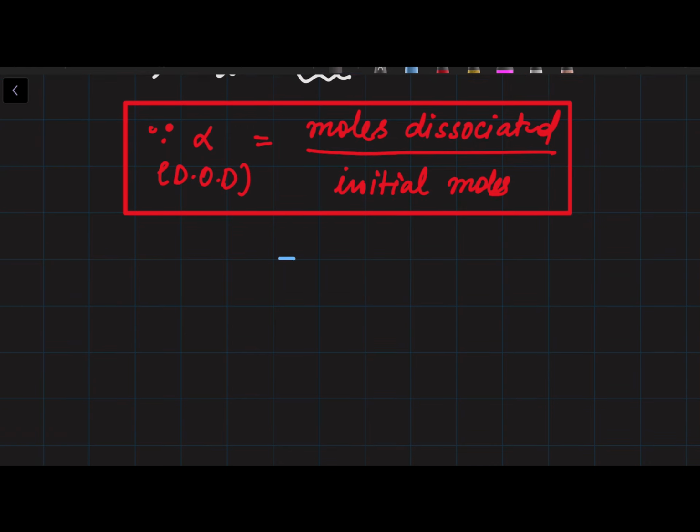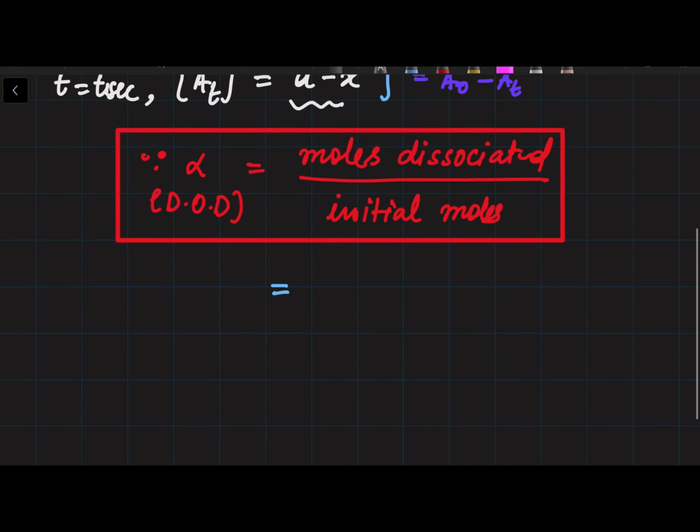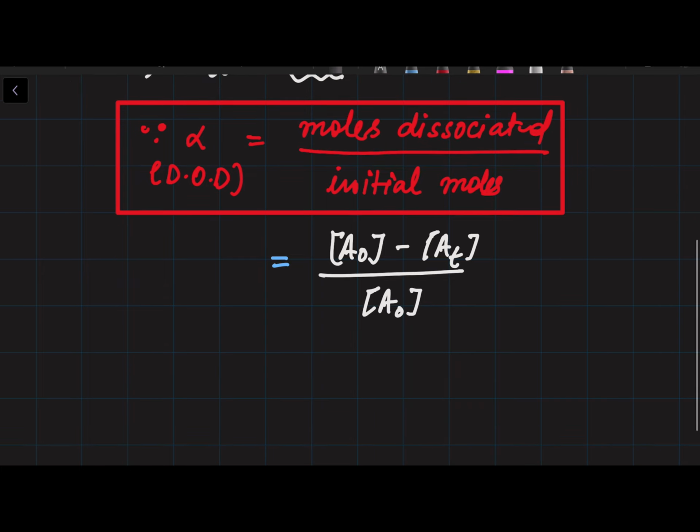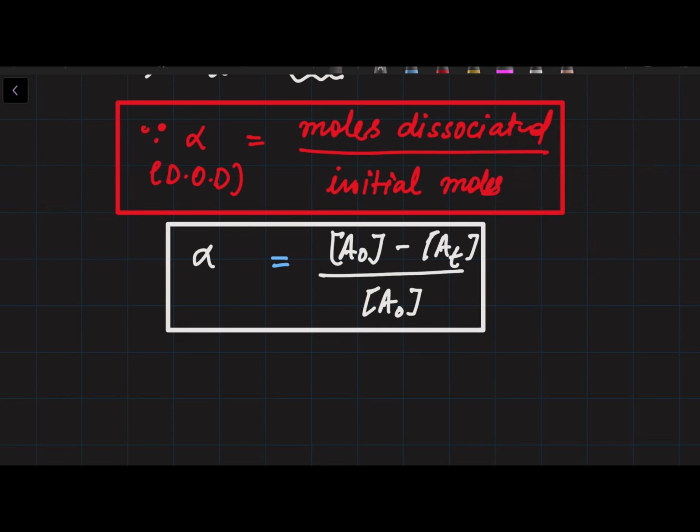Based on the alpha value we will put our values there. Since we know the moles dissociated, that is A naught minus At, we will put the value there: concentration A naught minus concentration at time t, which is At, divided by the initial moles, the concentration A naught. So it will become our alpha, which is your degree of dissociation. I hope up to here everybody has understood.